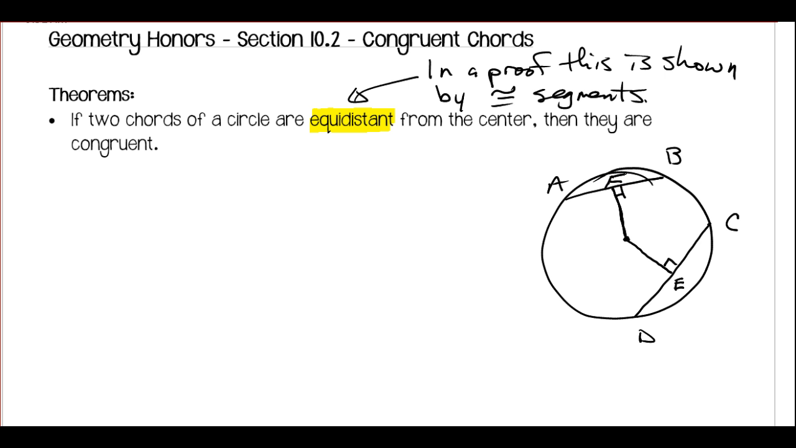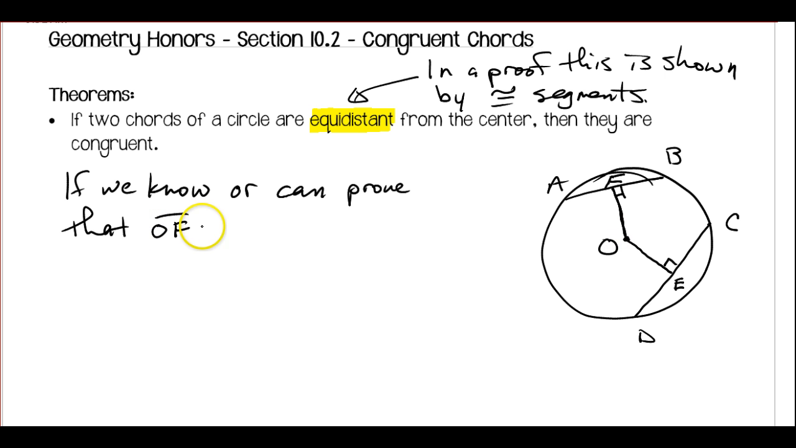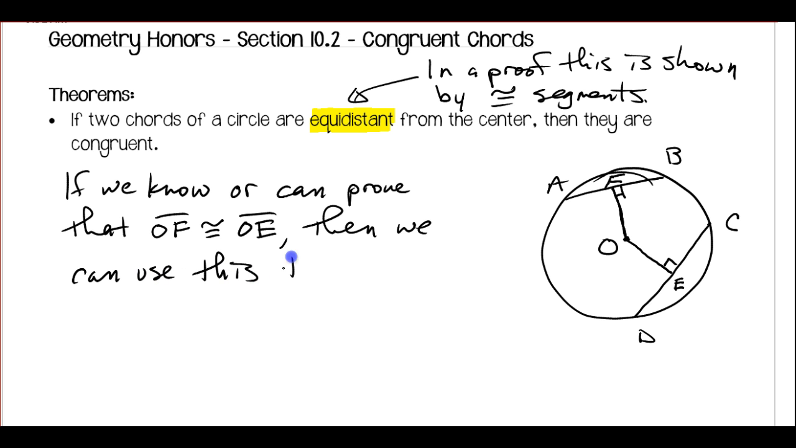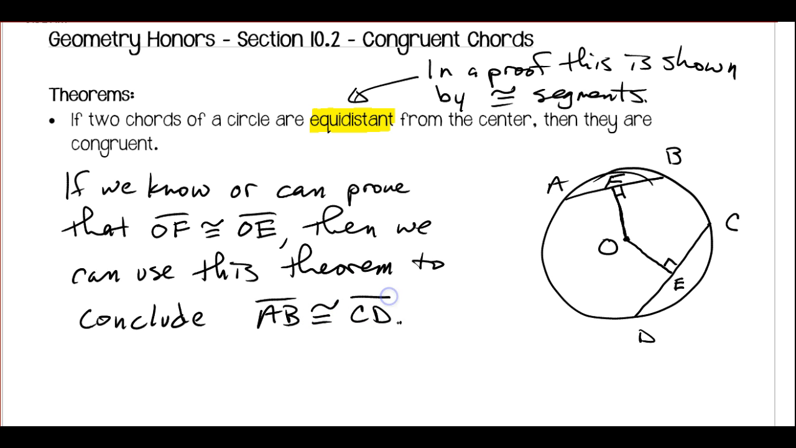All right, so the hypothesis says that if two chords of a circle are equidistant from the center, so if we know or can prove that, let's make the center of this O, OF is congruent to OE, then we can use this theorem to conclude AB, one of the chords, is congruent to CD, the other chord.